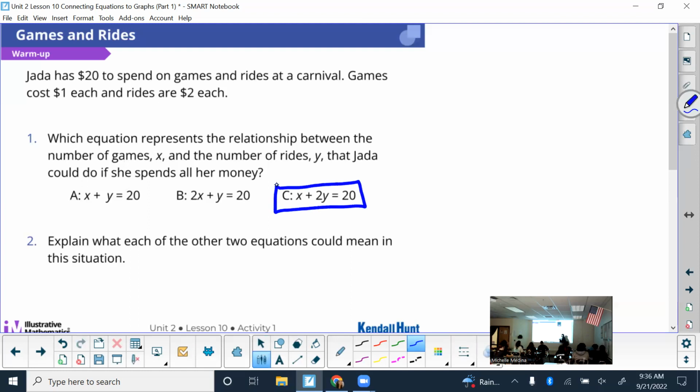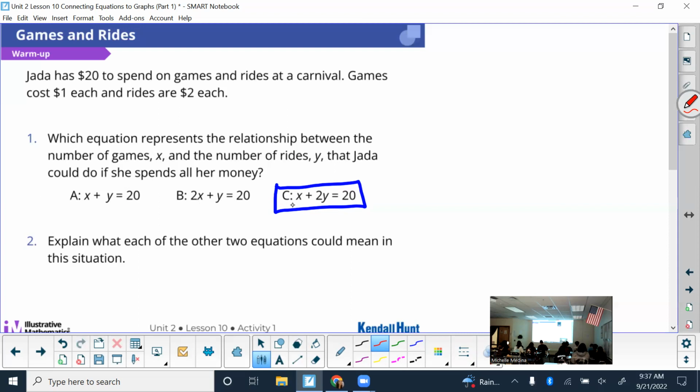And why is it this one versus the other two? Question, Amari? Oh, you're going to answer this? Okay, sorry, I thought you had a question. But why is this one the one that represents the situation instead of the other two? Well, because the first one doesn't have a number for the variable, or how much the cost is. For B, the number is pushed up because X is for the games. And C is equal to the line and it's $2.